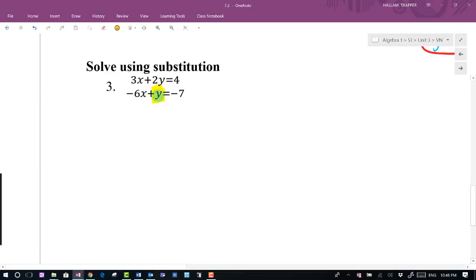So is it terribly different or wrong if you go with another one? Absolutely not. But it's much smarter to go with this y. So we're going to solve for that y by moving this 6x to the other side. So I'm going to go ahead and add 6 to both sides. Again, dropping 0 off here.